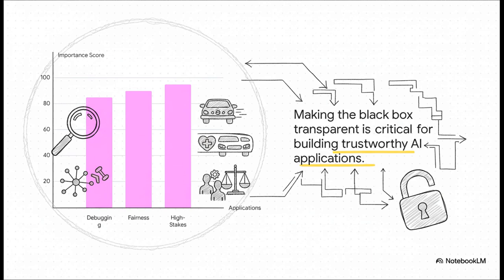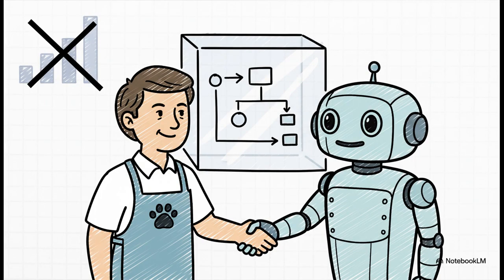First, it lets us debug our models when they go wrong, like finding that dumbbell arm problem. Second, it helps us make sure our models are fair by checking for hidden biases they might have picked up. And third, it is absolutely essential in high-stakes fields like medicine or self-driving cars, where we have to be able to verify every single decision. And with that, our pet shop owner, they're finally convinced.